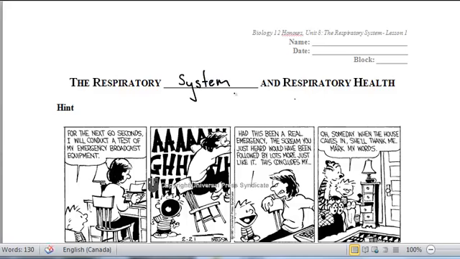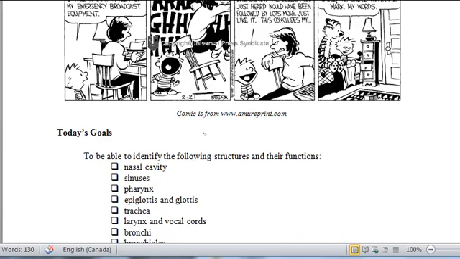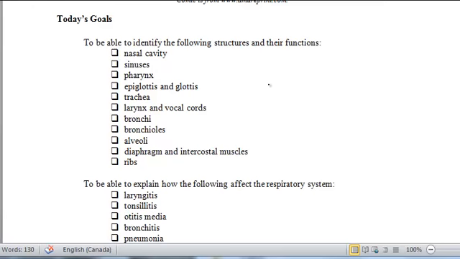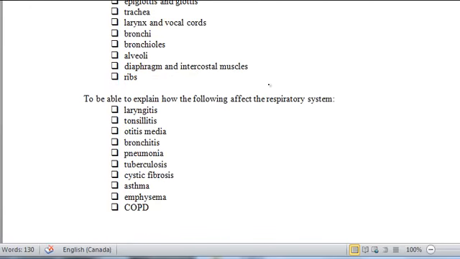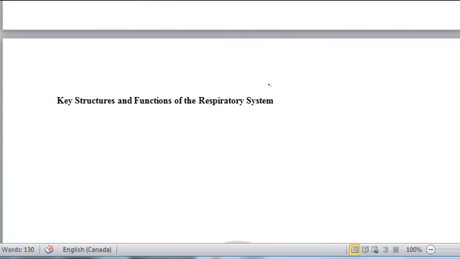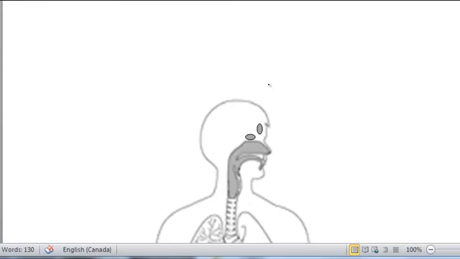For part 1 of the video, which is mandatory, we're just going to do a quick overview of the parts of the system, and in part 2 we're going to look at them in more detail. By the end of today's lesson, you should be able to identify the various structures of the respiratory system, as well as explain how the following conditions affect the respiratory system. So let's begin with part 1, looking at the key structures and functions of the respiratory system.